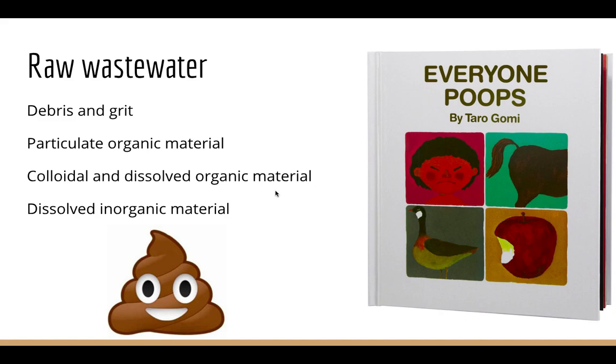The last bit is dissolved inorganic material. So remember that organic material includes carbon-based stuff. Inorganic is non-carbon-based stuff. So dissolved inorganic material is going to be things like nitrogen, phosphorus, and other nutrients. So if fertilizer ends up in the stormwater drain that contains a lot of nitrogen and phosphorus, it would be included in dissolved inorganic material. Right? You can also get some other stuff too, like heavy metals, toxic compounds, pesticides, if we're pouring out things.